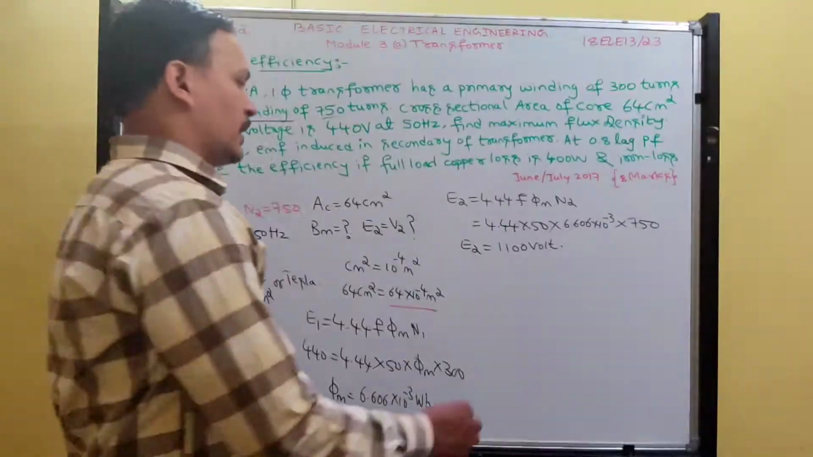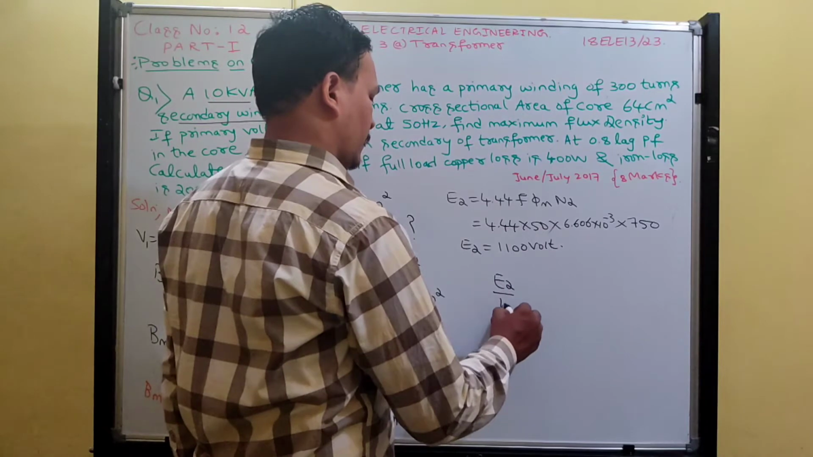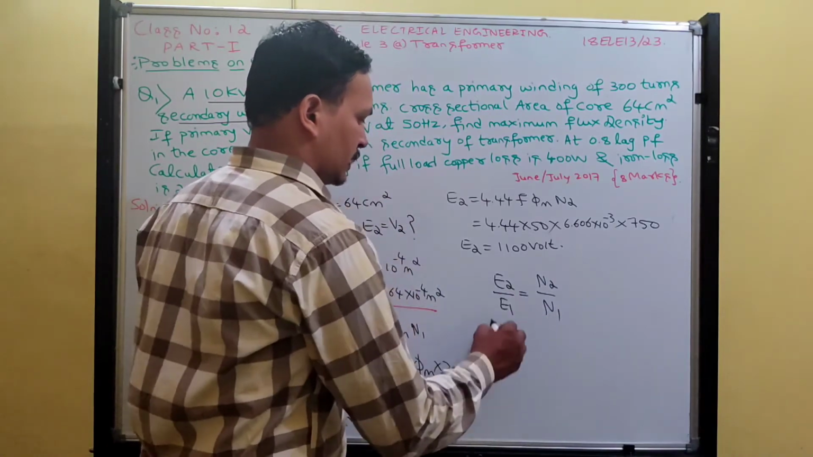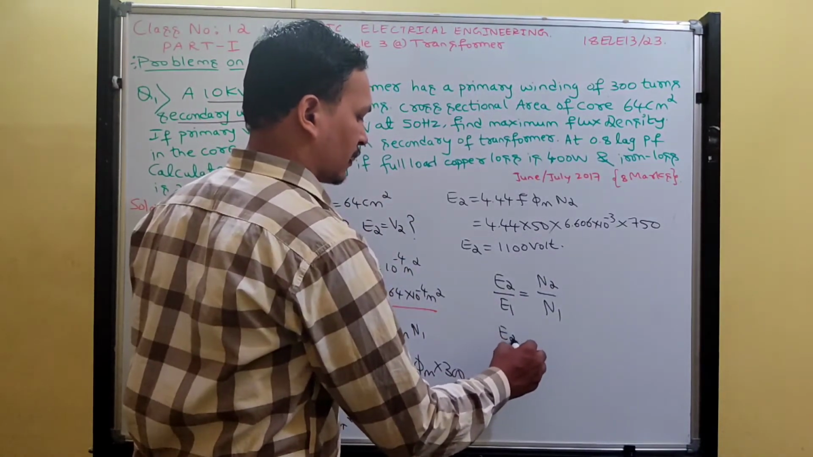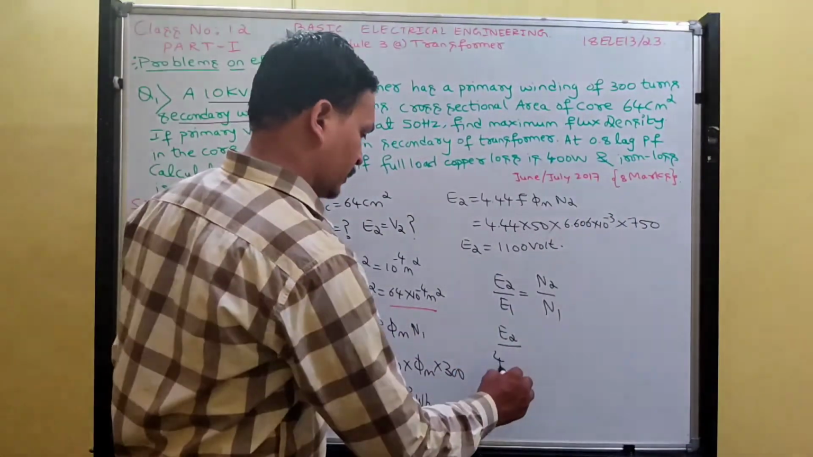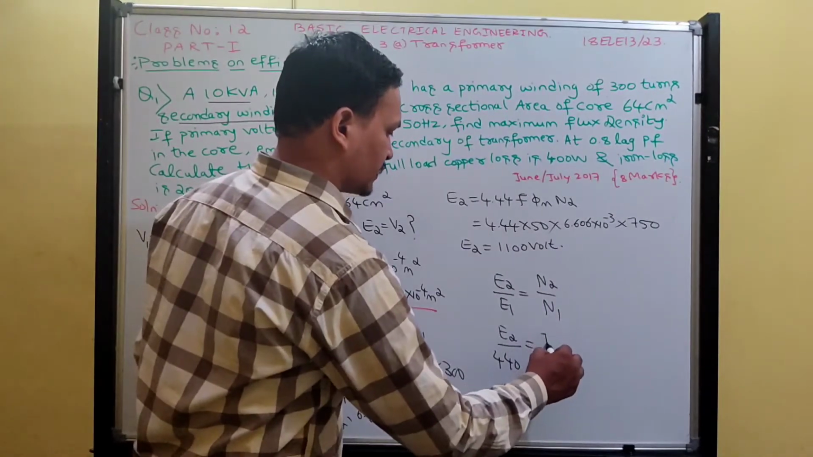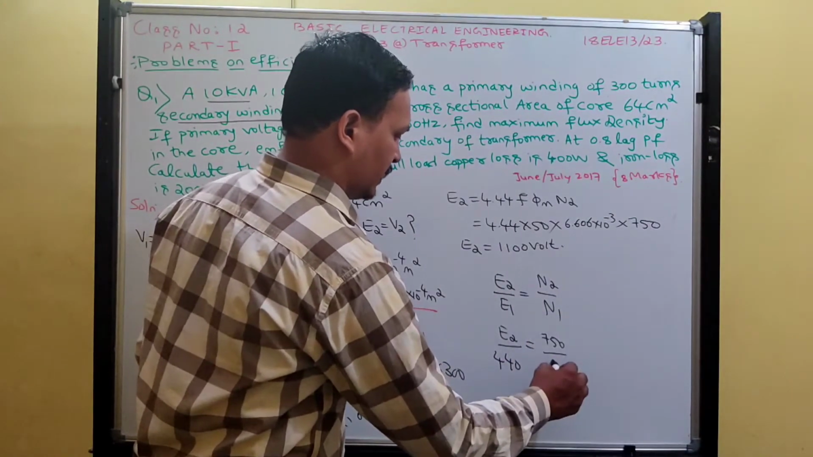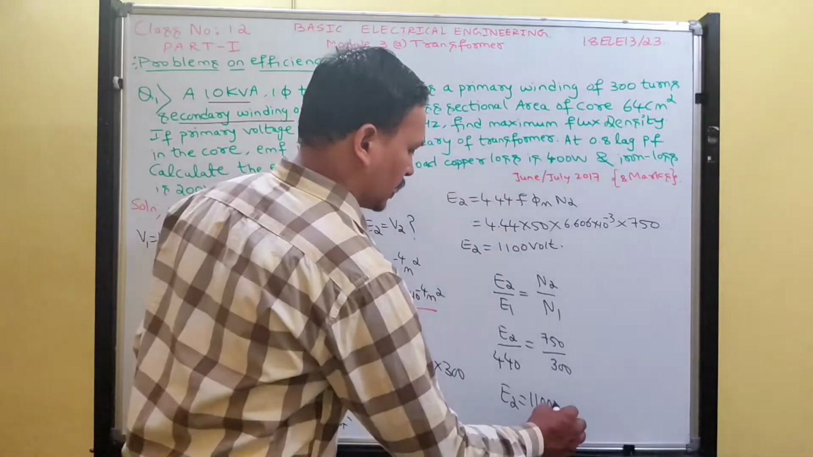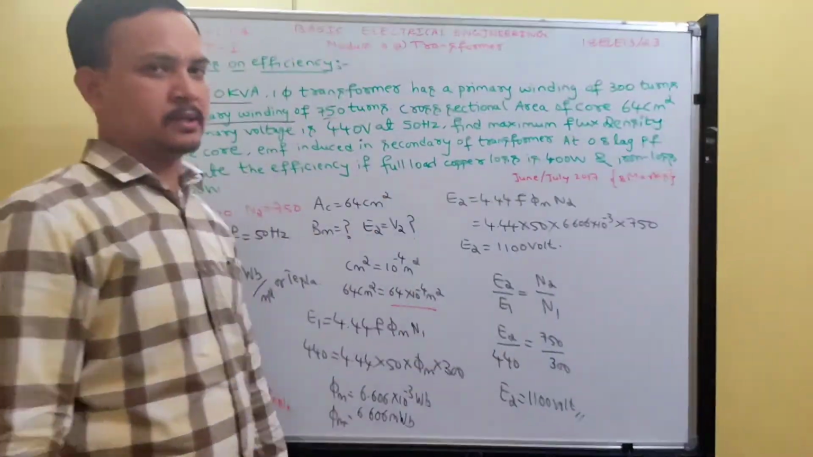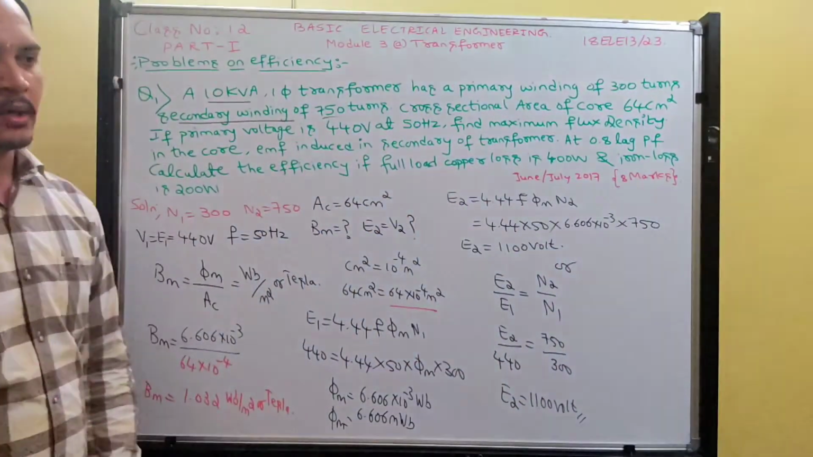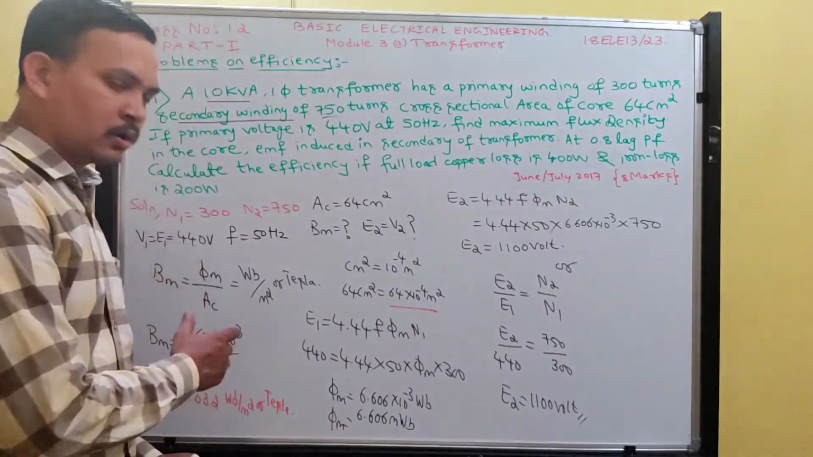This is one method. Another way is you can use the turns ratio. E2 by E1 is equal to N2 by N1. E2 only we need to calculate. E1 is 440, N2, the secondary turns, is 750 and primary turns N1 is 300. By solving this also we get E2 equal to approximately 1100 volts. So students can do either of these methods. Okay, got it? Pause the video and copy it out.